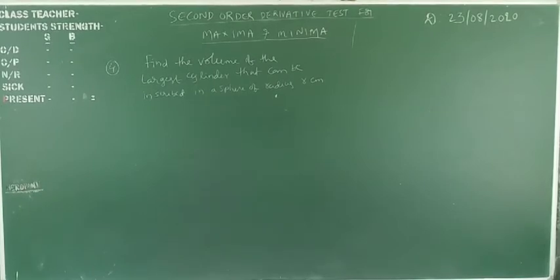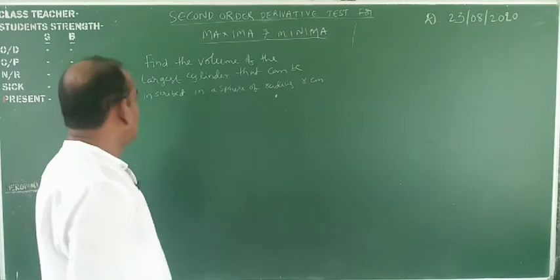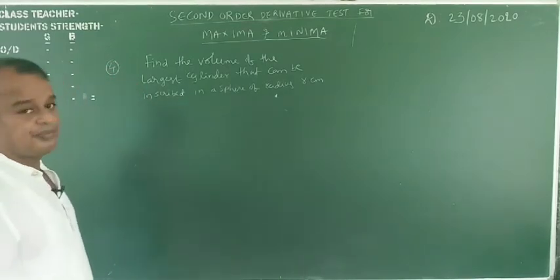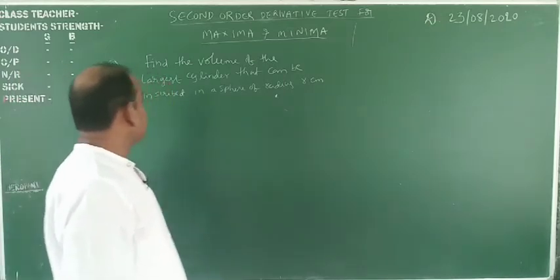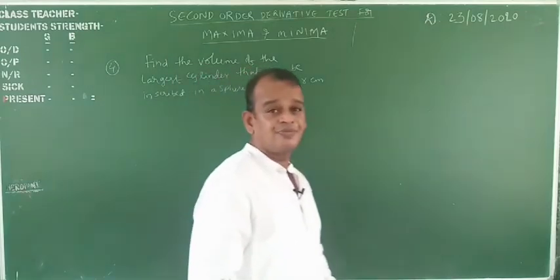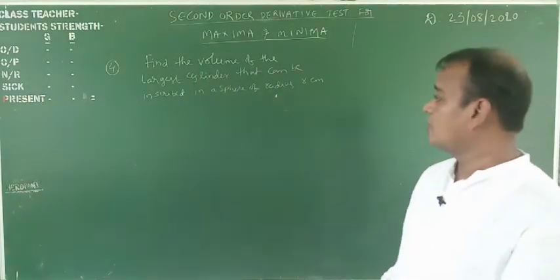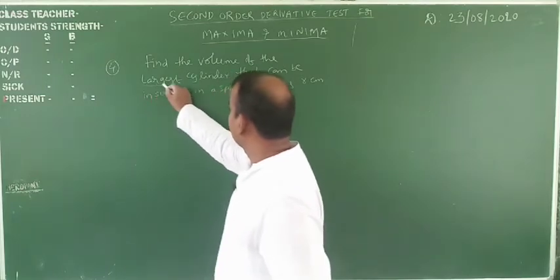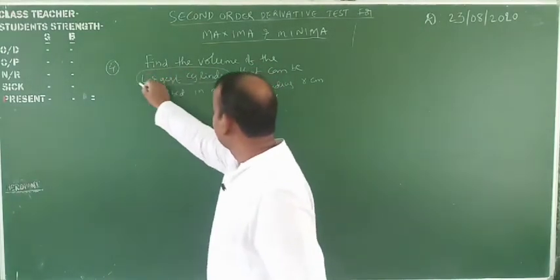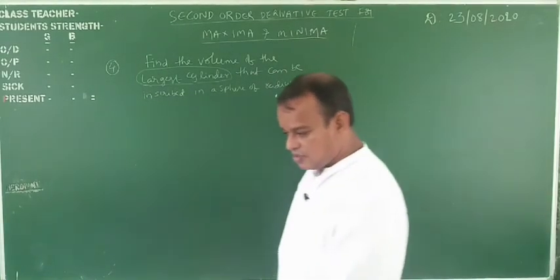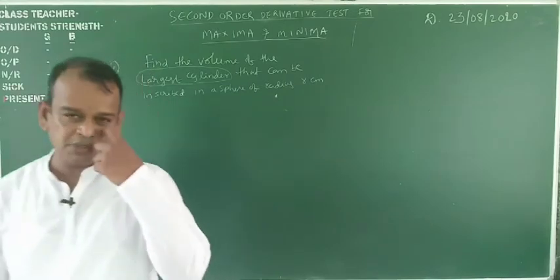Okay, my dear students, read that problem. Next one: find the volume of the largest cylinder that can be inscribed in a sphere of radius r centimeters. What is the function? Volume of the largest cylinder. This is the function. Okay. What is the volume of the cylinder? You know that.